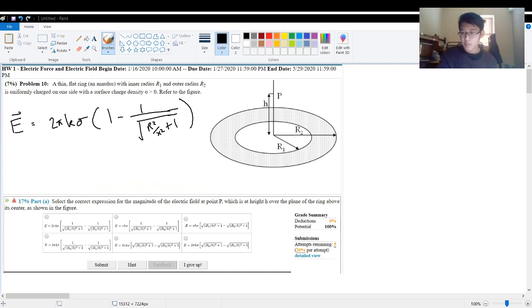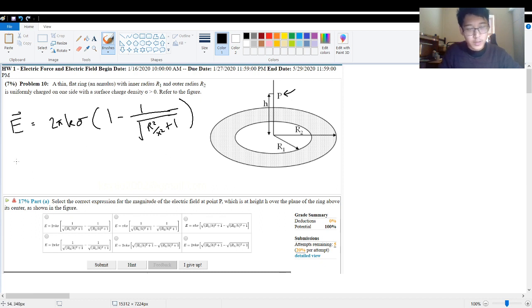Hey everyone, now we're moving on to question number 10 in the homework. For this question, we have this shape, which is a ring. It's like we have a disk of charge, but then we removed a disk of charge from the center. It's asking us to find the electric field at point P. The first question is asking us for just the equation for the electric field.